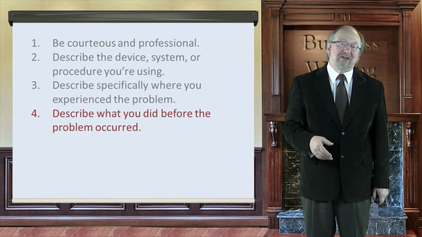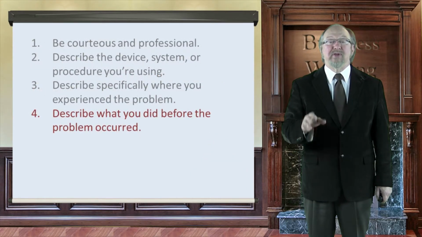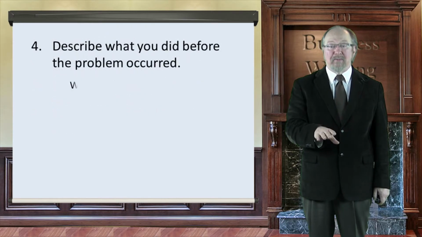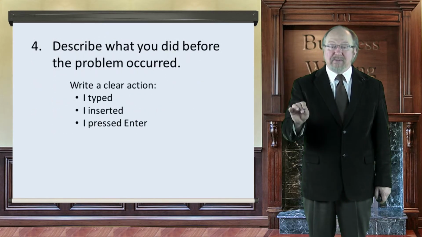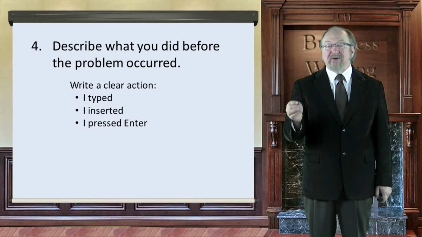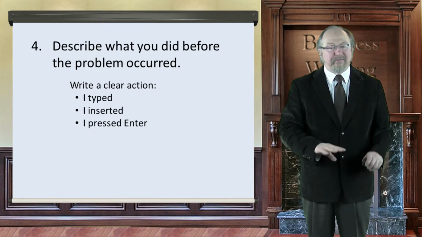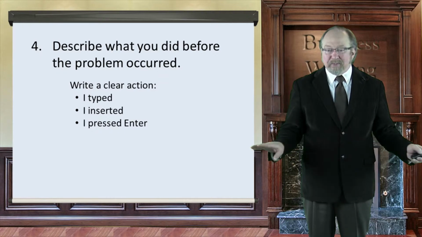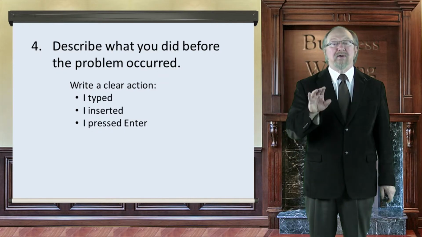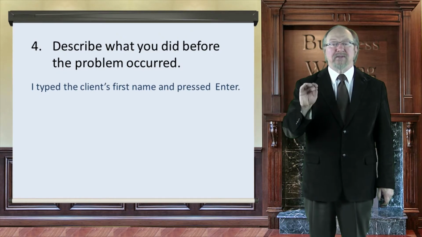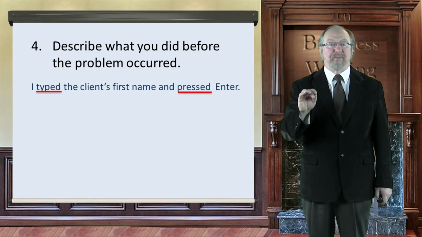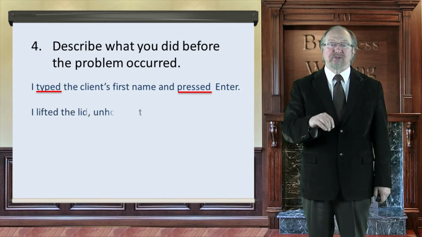The next step in writing a clear description of the problem is to describe what you did before the problem occurred. This description should include a clear action. I typed, I inserted, I pressed enter. Don't write a vague, I finished the screen or I did the procedure. Write a clear, concrete, actual action. I typed the client's first name and pressed enter. The actions are typed and pressed.